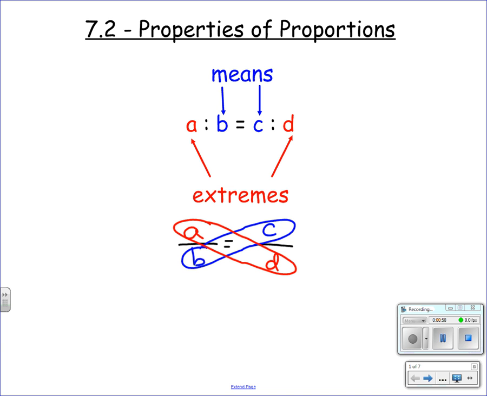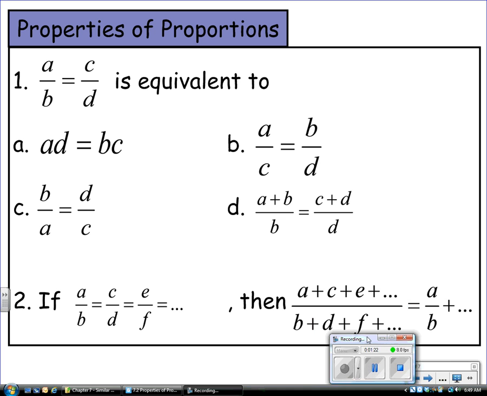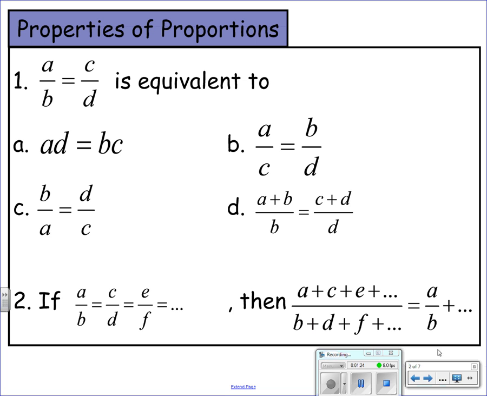And remember, a good way that we can clear the fractions is to cross multiply. A times D is equal to B times C. So, some different properties of proportions. And when we are writing these in a proof, our reason is going to be property of proportion.